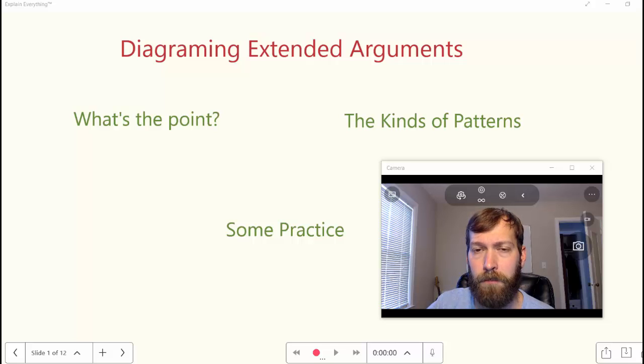And then it turns out that, at least in my experience, students have a particularly hard time diagramming extended arguments. So I want to go through several practice examples to help you get a firmer grip on how to go about doing this.